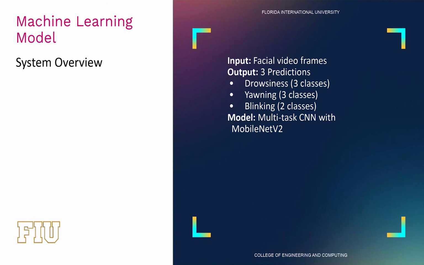The system takes spatial video frames as input and simultaneously performs 3 predictions: the level of drowsiness, whether the person is yawning, and if their eyes are open or closed. It uses a single MobileNet V2 model with 3 output heads, one for each task.